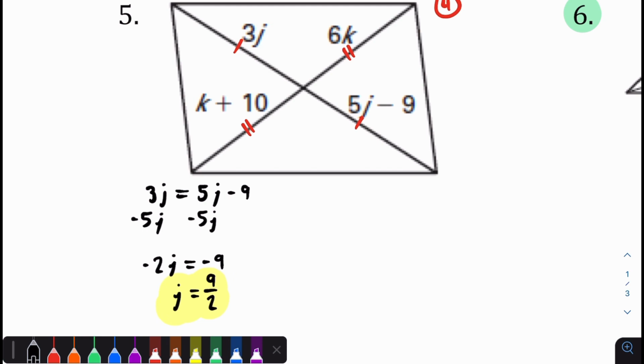Now let's do that for the k's. So k plus 10 equals 6k. I'll subtract a k from both sides. So 10 equals 5k. Divide both sides by 5, and k equals 2.